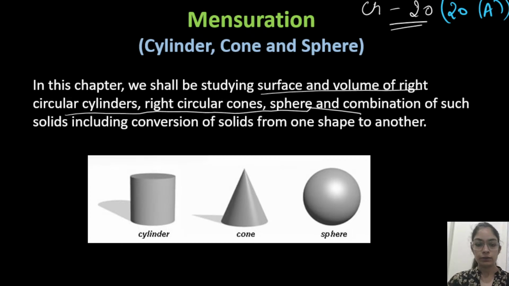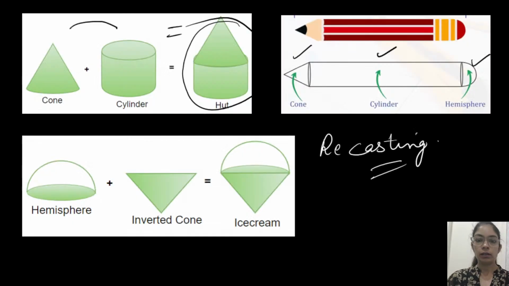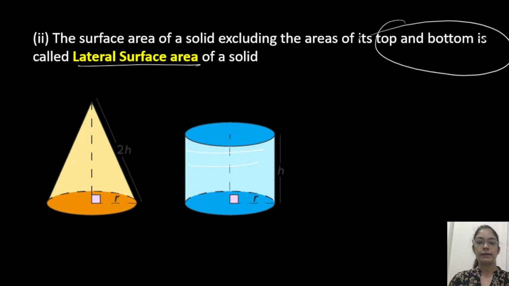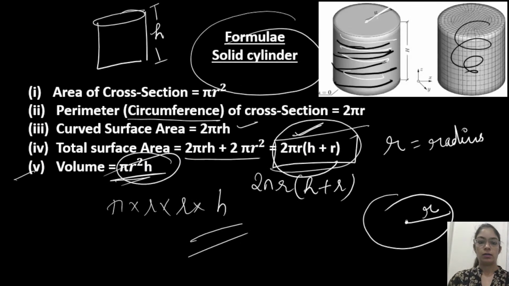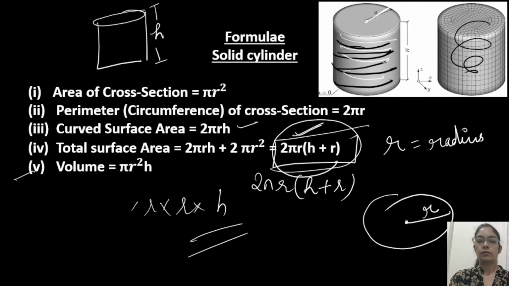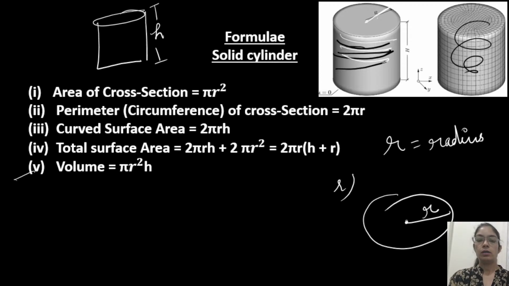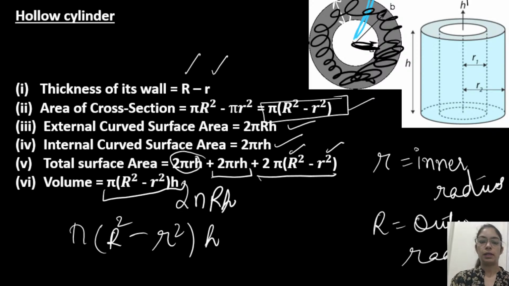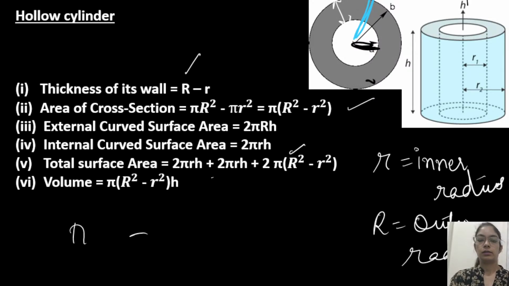Okay, and in the meantime, let's revise the formulas while others are joining. So here we are doing mensuration and we've started right circular cylinder. So these are the formulas of solid cylinder and these are the formulas of hollow cylinder.